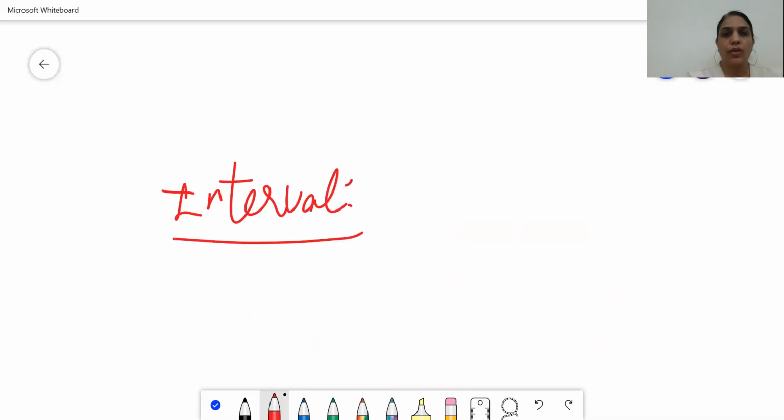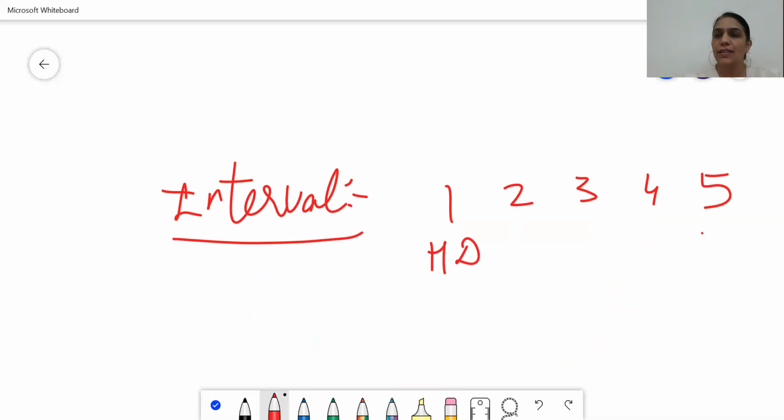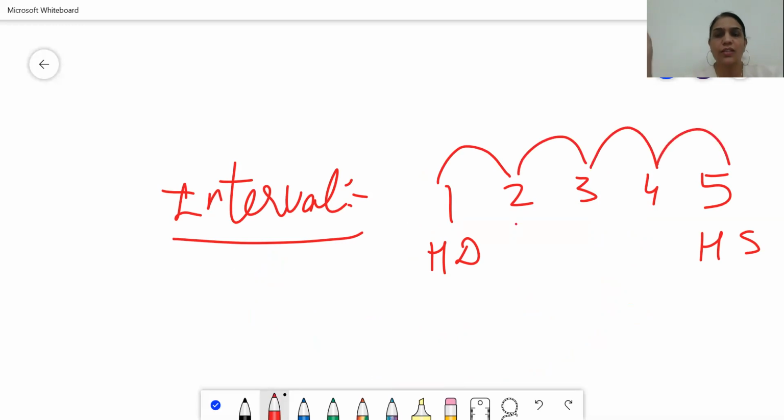Now, without knowing the interval scale, many times we have filled up a questionnaire of a respondent, like: kindly rate our satisfaction on a 1 to 5 Likert scale, where 1 is highly dissatisfied and 5 is highly satisfied. What is this? This is nothing but the interval. The difference between 2 and 1 is 1. 3 minus 2 is 1. 4 minus 3 is 1 and 5 minus 4 is 1. So the difference is equal in the interval.